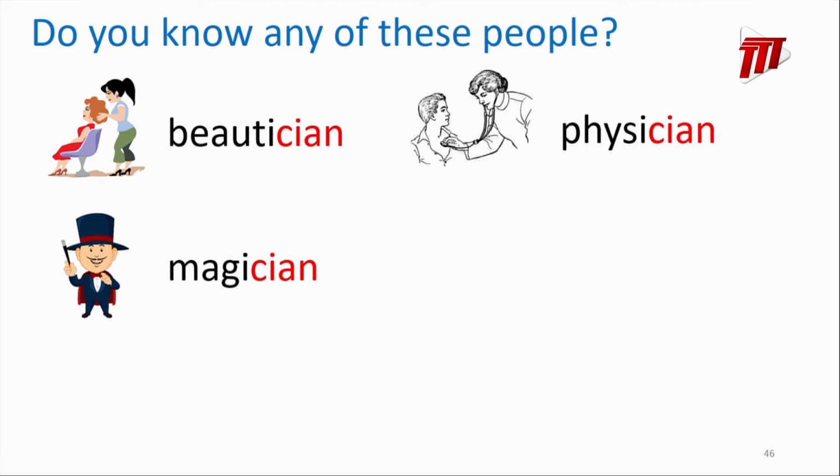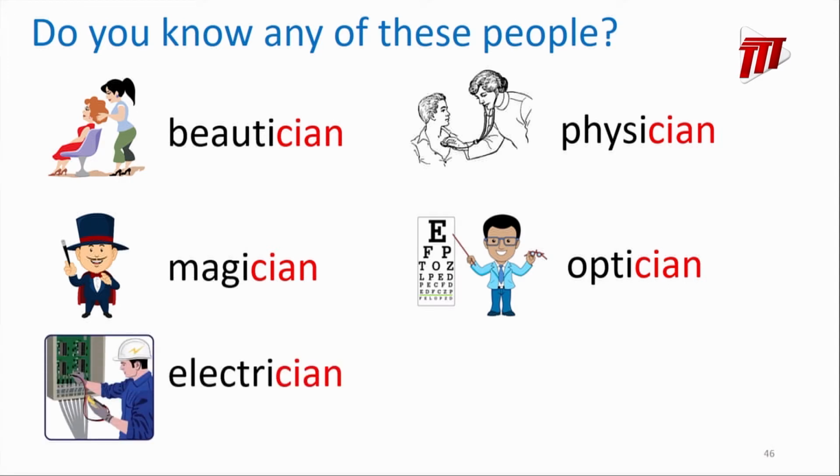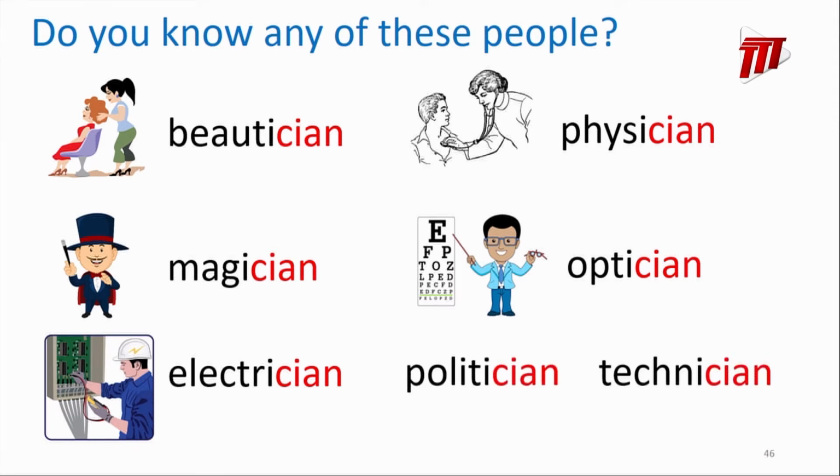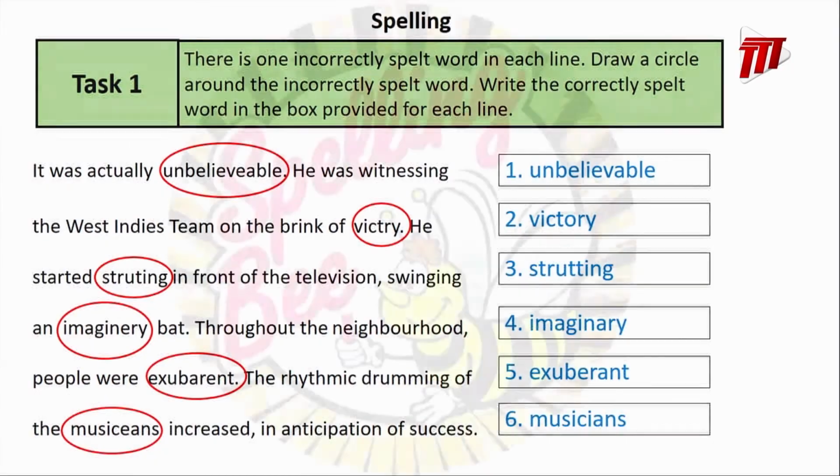Physician. P-H-Y-S-I-C-I-A-N. Magician. M-A-G-I-C-I-A-N. Optician. O-P-T-I-C-I-A-N. Electrician, E-L-E-C-T-R-I-C-I-A-N. Politician, P-O-L-I-T-I-C-I-A-N. And technician, T-E-C-H-N-I-C-I-A-N. Look at these words carefully and see how they have the C-I-A-N at the end to form these occupations.